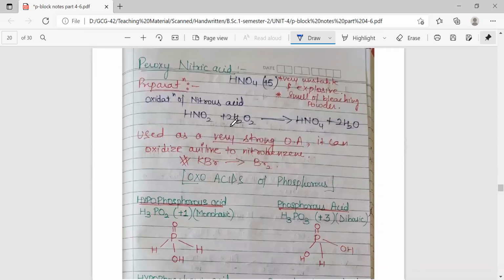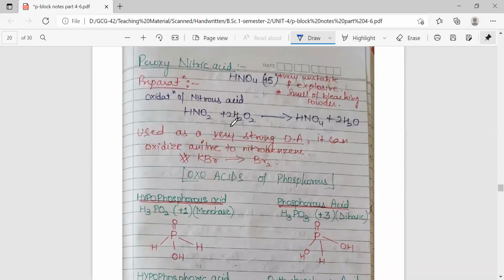Next we have peroxynitric acid. The formula is HNO4. The oxidation state is +5 for nitrogen. It is very unstable, explosive, and smells like bleaching powder. It is prepared from the oxidation of nitrous acid. Nitrous acid is oxidized using the oxidizing agent H2O2, and we get the formation of peroxynitric acid. It is used as a very strong oxidizing agent. It can oxidize aniline to nitrobenzene, and KBr to Br2. So this is the kind of oxidizing action of peroxynitric acid.